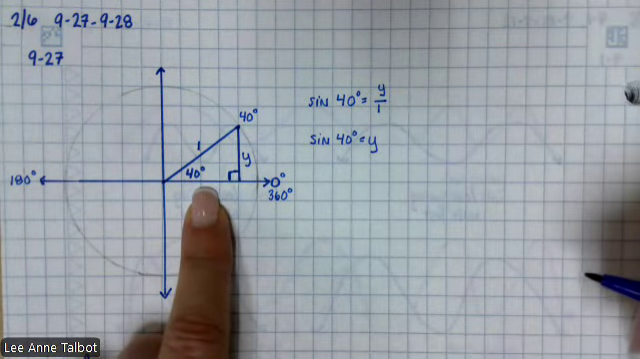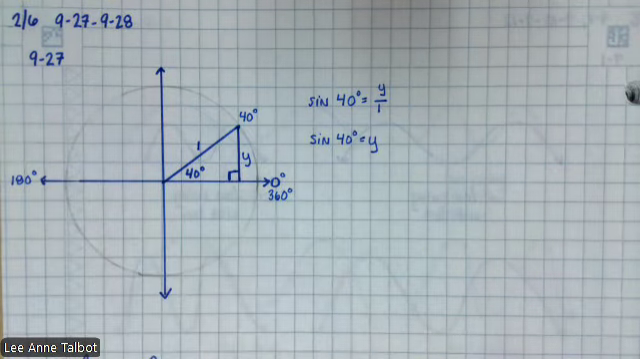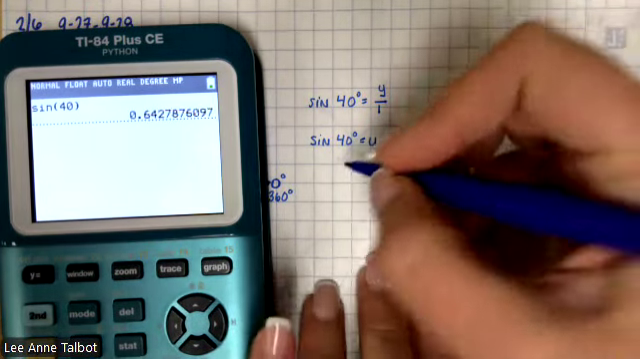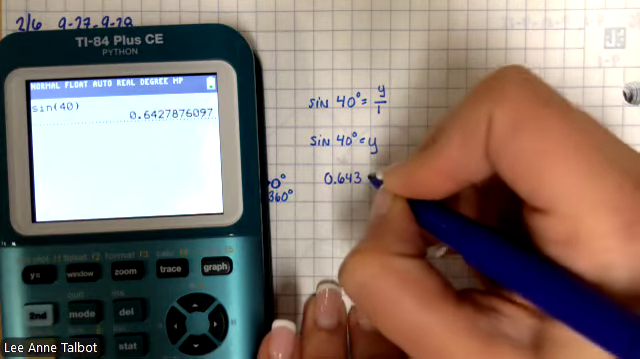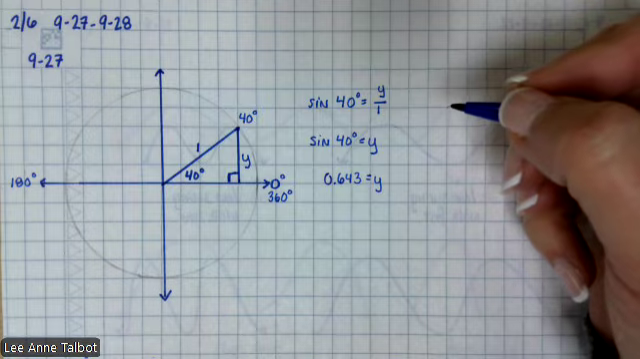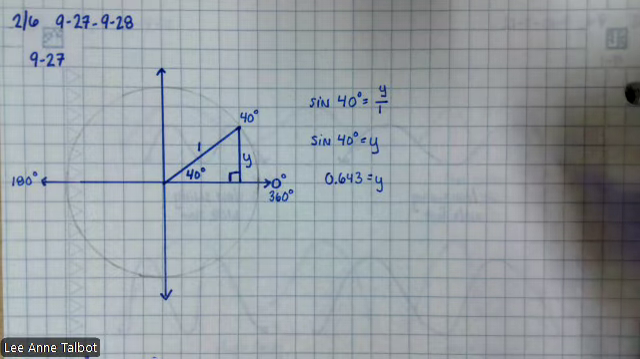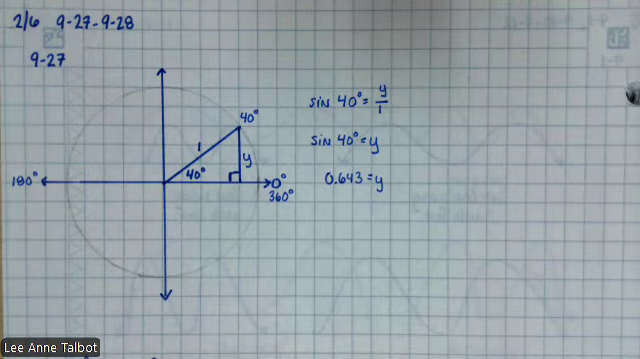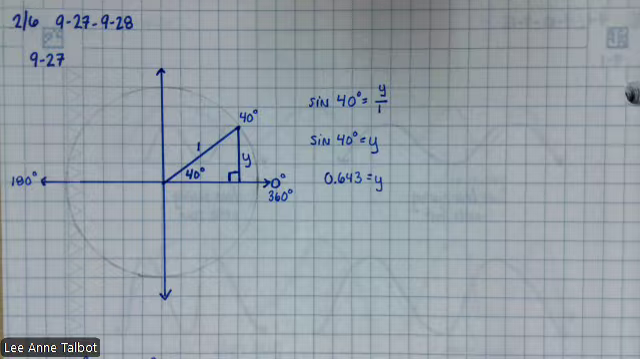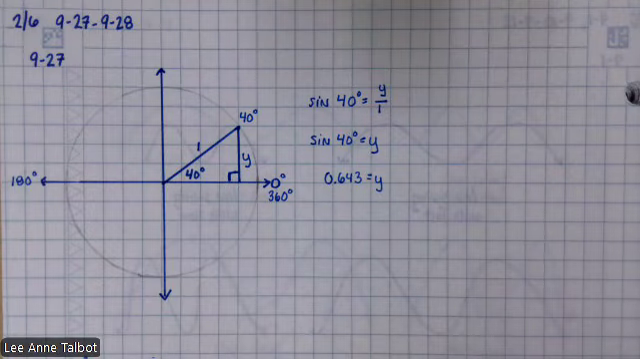Then I would multiply by 1 on both sides, which really wouldn't do anything. And then what's the sine of 40 degrees? 0.643 equals y. If you are seeing that, then that's where we left off yesterday. So if this is 1, then this is 0.643 tall. Everybody good so far?